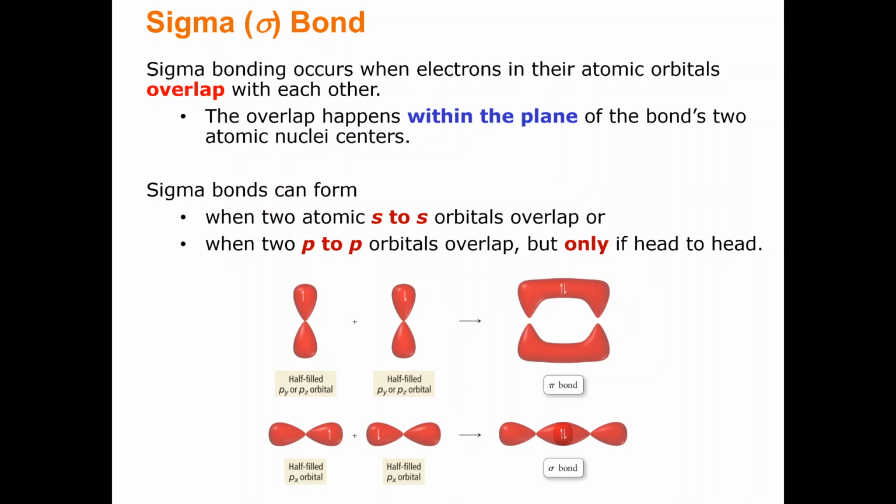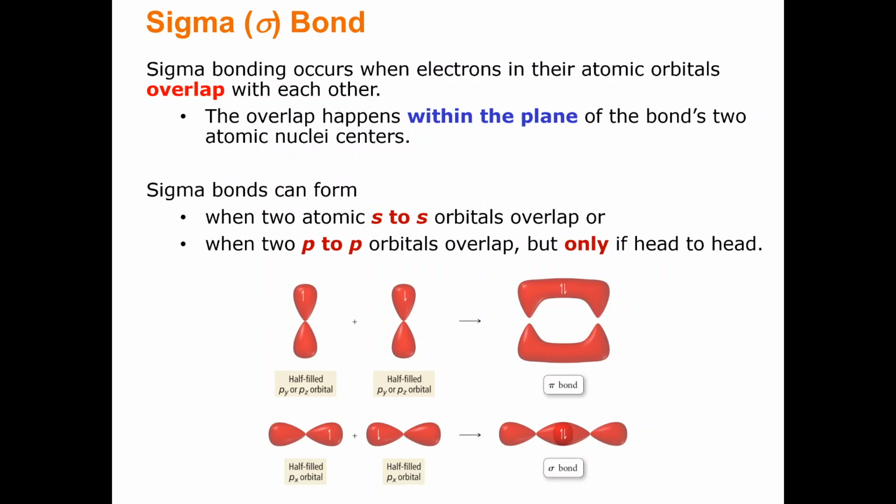So this first statement, s to s: if I have two s orbitals, remember this sort of ball shape, if they overlap, then that can form a sigma bond. Or if I have my p orbitals, this is why it was so important to know the three sets of p orbitals, if these overlap, that also forms a sigma bond. So either s to s overlap or head-on p orbital overlap. Notice this is a sigma bond. So the head-to-head is a sigma bond.